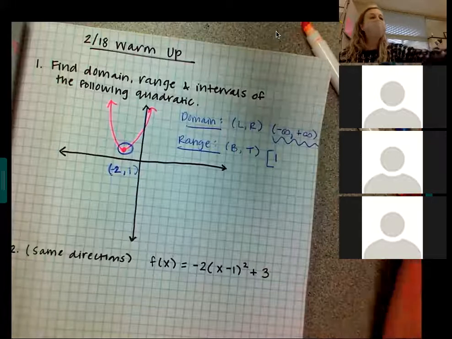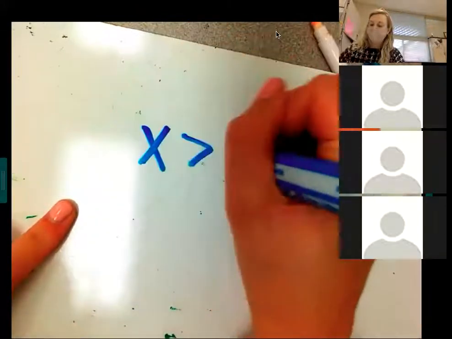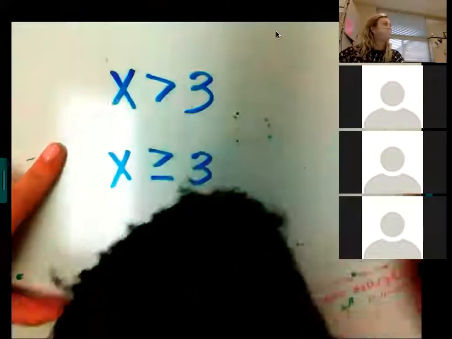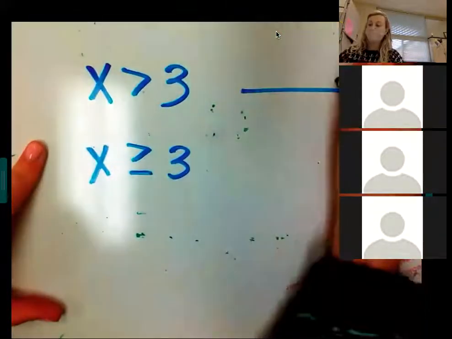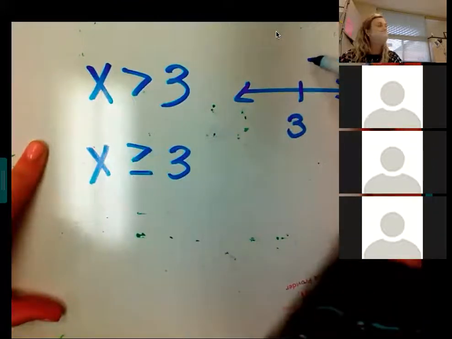I had a couple questions about that yesterday, so I want to give y'all a good analogy. Do you guys remember in Math 1 having to graph these two things? And when it was greater than, you would go to 3 and draw the arrow to the right. But what kind of circle did you use?